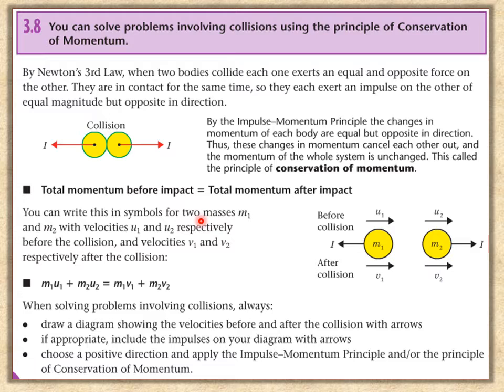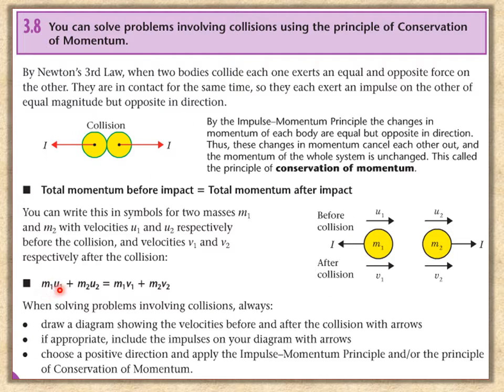This last concept is the law of conservation of momentum. When two objects collide, the total momentum before impact is always conserved, as in the total momentum before impact will always be the same as the total momentum after impact. You can read this. I'll just go through the main point.